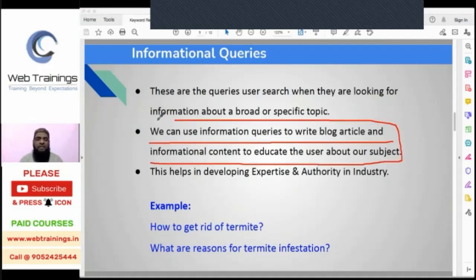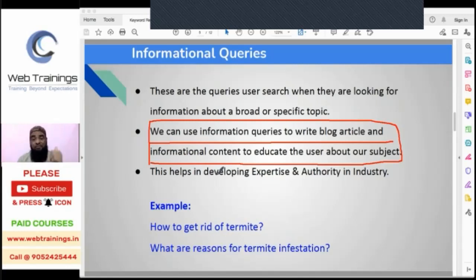What we are doing here is educating the audience, to help them understand what their problem is, what issue they have, so that when they understand this problem, later on they can find a solution from us only. Now, I'll give you a very good example of this informational query, and I'm sure you will agree with me. I will explain how I'm using this informational query in a while.